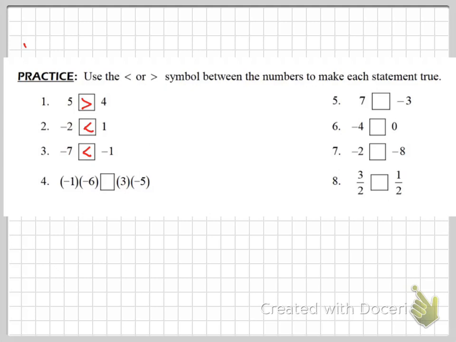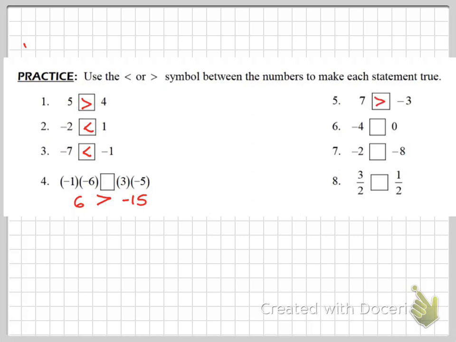For number 4, we have to do some computation. Negative 1 times negative 6 is positive 6. 3 times negative 5 is negative 15. A negative number is always going to be smaller than a positive number. So 6 is larger than negative 15.